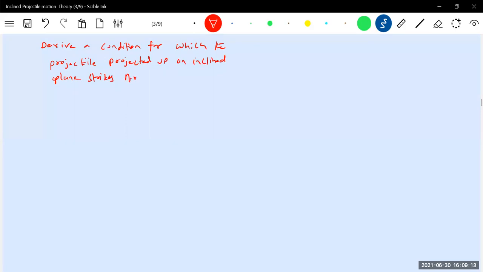Okay, now let me give the question. Derive a condition for which the projectile projected up an inclined plane strikes normally against the inclined plane. I'm just asking for that condition.